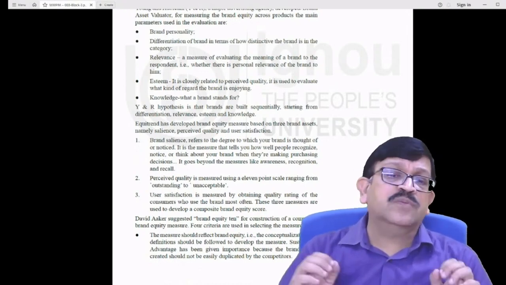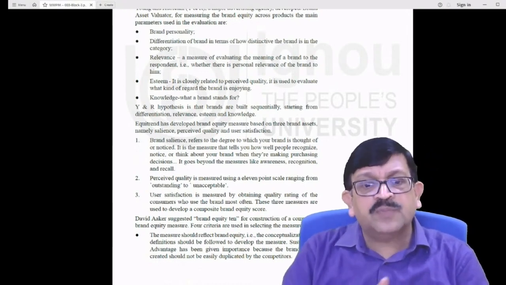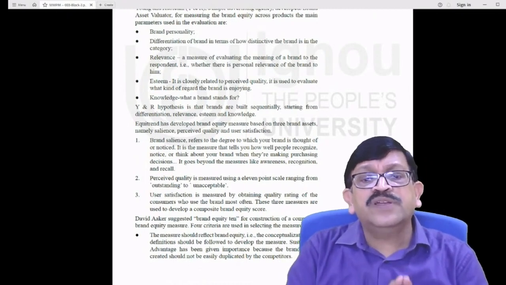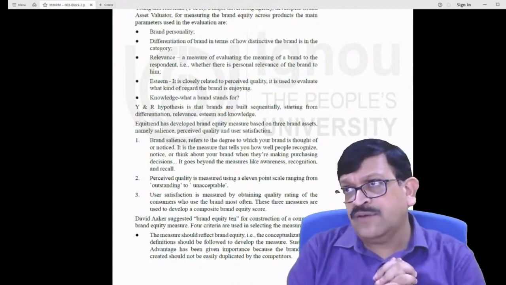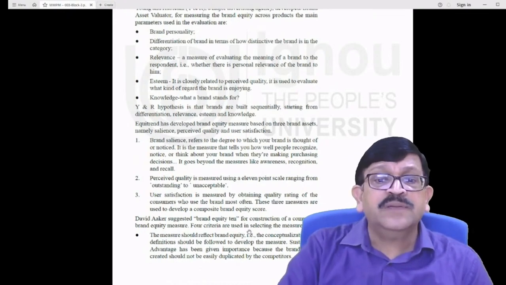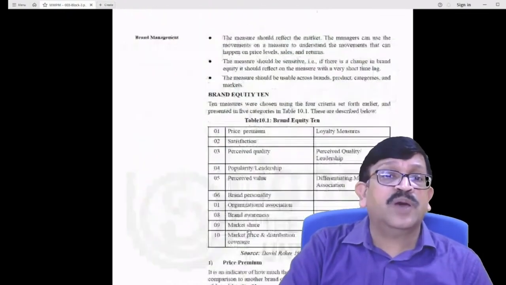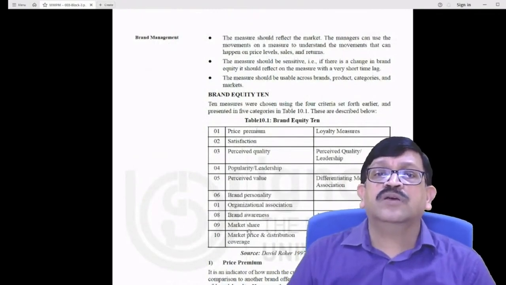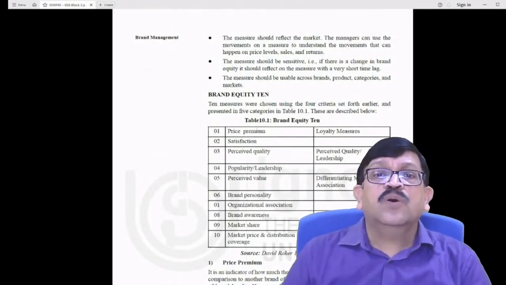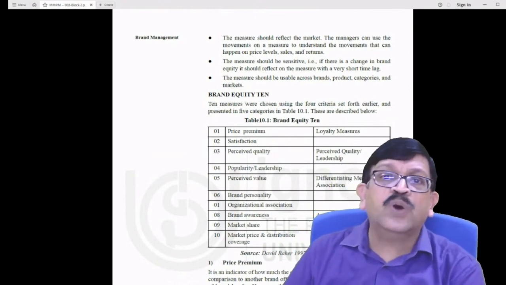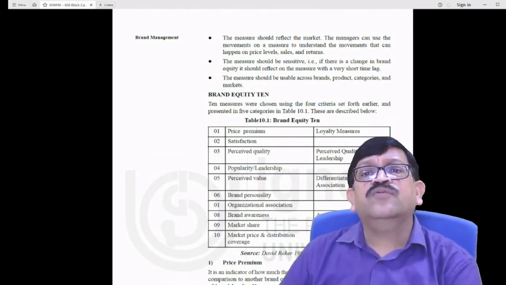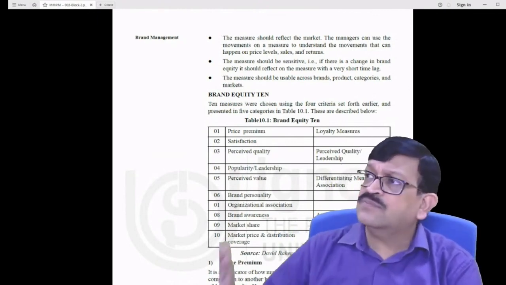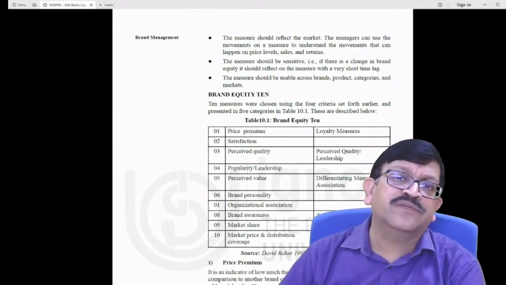So there are a few criteria. The measure should reflect equity. That means it talks in terms of the degree of importance that the brand has, and whether it can be considered an asset which cannot be easily duplicated by competitors. It should reflect what markets you are available to. What is the potential that you can get an ROI with this particular brand? And of course, how sensitive is it, if there's a change in any of the parameters, how does it affect?